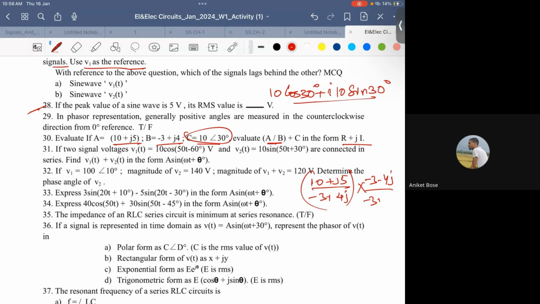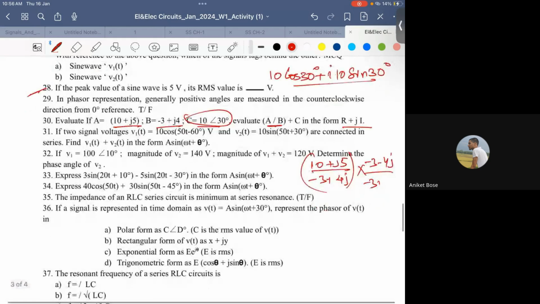Correct? Yes, sir. First in polar form, then convert it to rectangular. Correct. Yeah, you write everything in the polar form. A, B, C has already been given in the form of a polar side. Calculate the magnitude and then the angle.